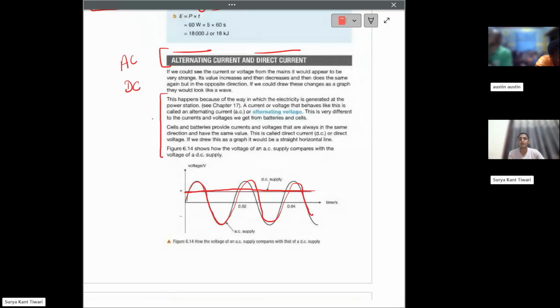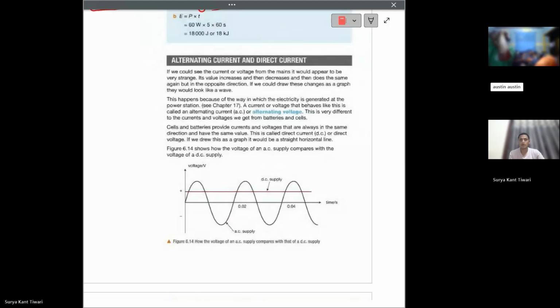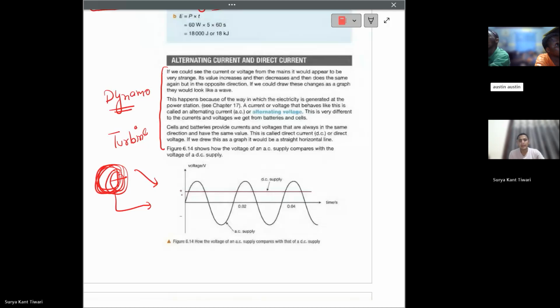You know why they are different? They are different because of the way they are produced. Do you know how current is produced? How electricity is produced? Sir, current is produced through water waves. There is a device called a dynamo placed inside a turbine kind of thing. It's like a fan. When it rotates, it generates electricity. When electricity is generated by this device, it is of this AC form.